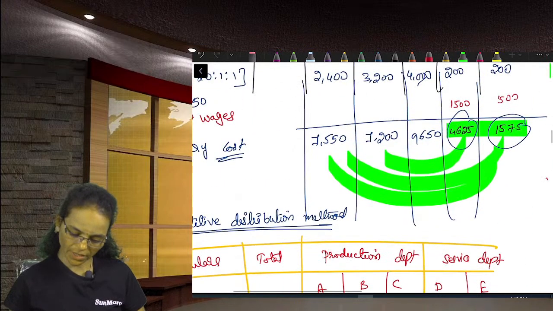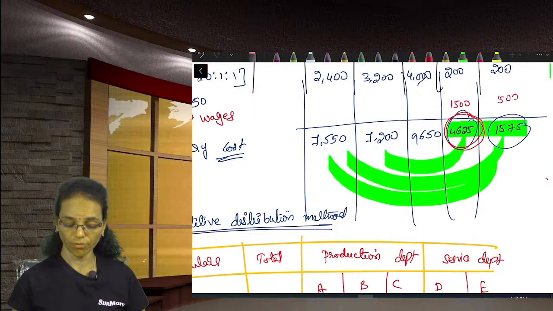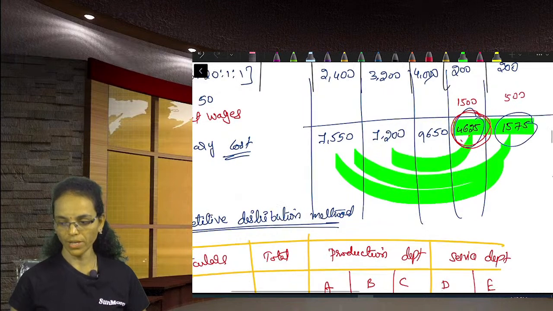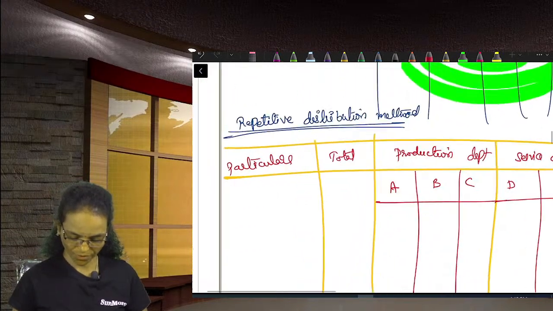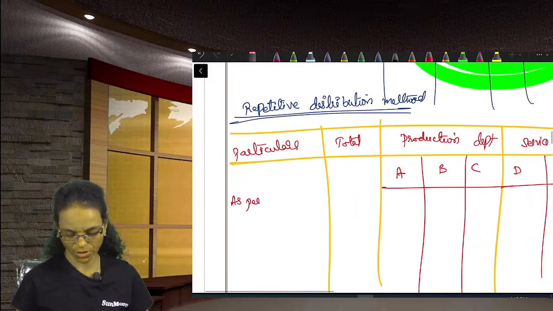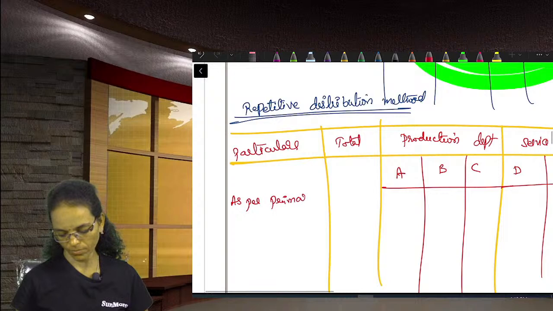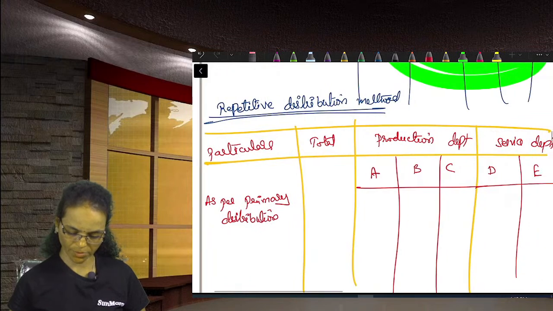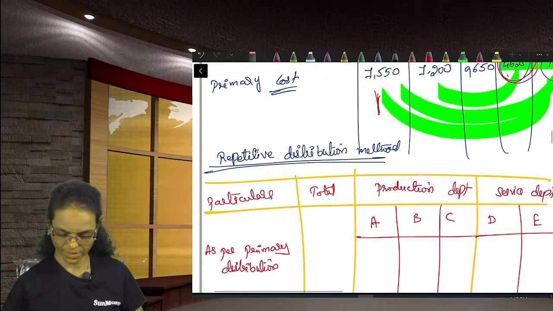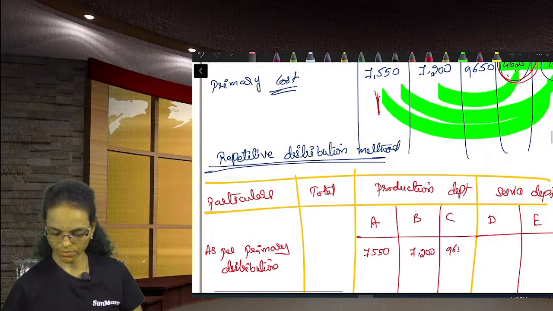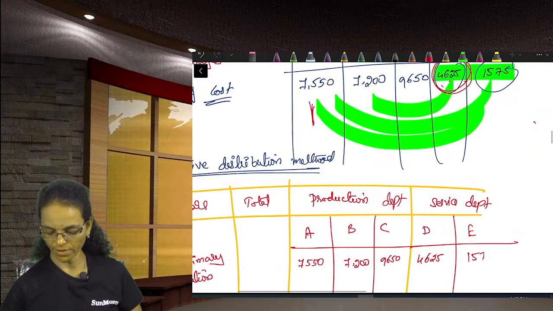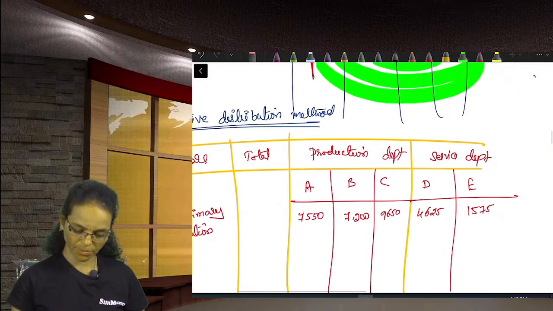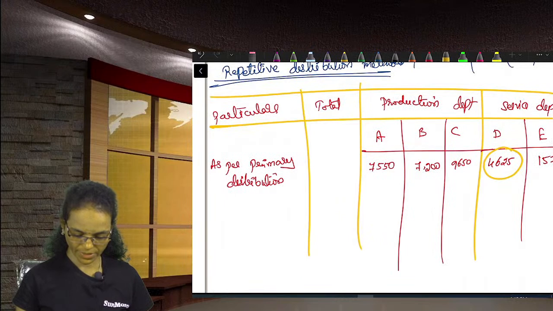Right? This service department expenditure, 4625, is to be distributed to all the departments in their ratio. First we will take the cost as per the primary distribution. As per primary distribution, the expenditure, I am directly writing here: 7550, 7200, 9650 and 4625, next 1575.